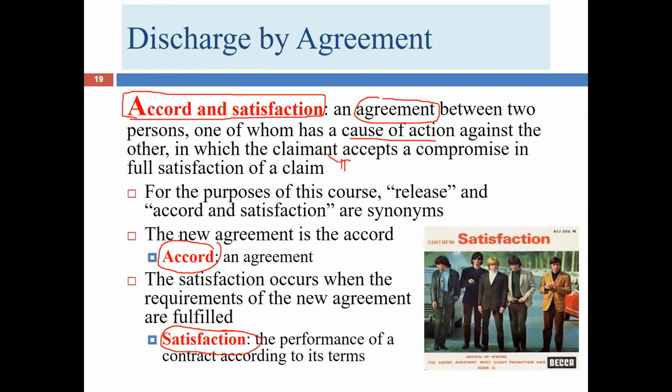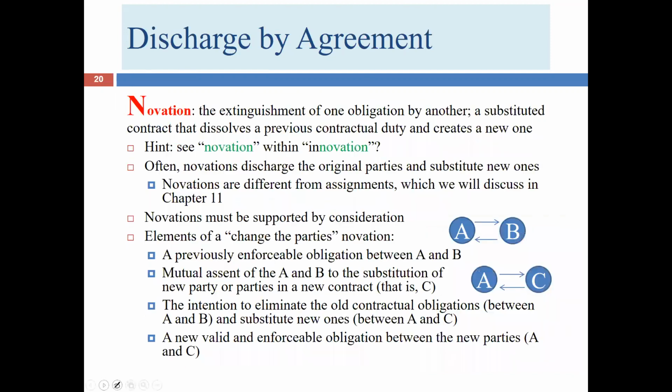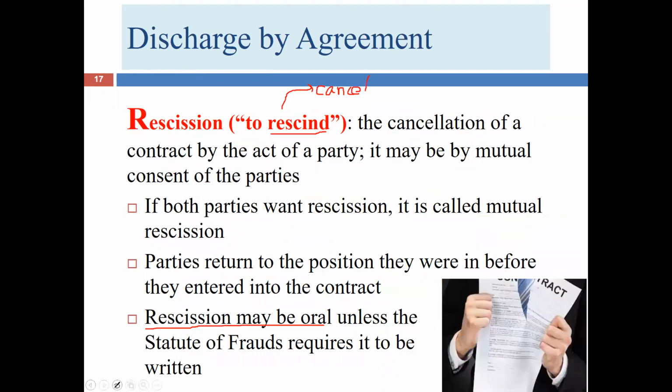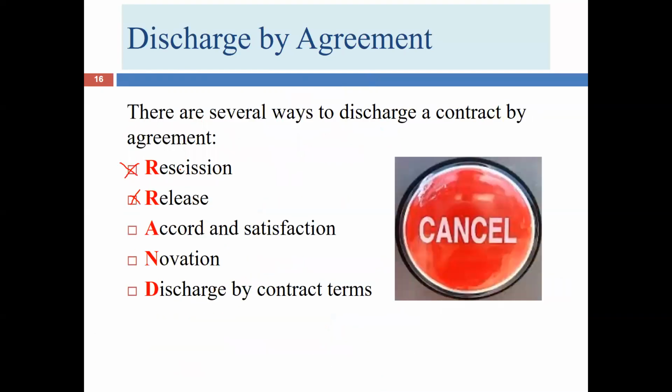Many times these will happen pretty close to simultaneously, but sometimes there's a little bit of an administrative delay between the two. Either way is fine, but it's not a done deal until we get to step 2. So now we have covered rescission, release, and accord and satisfaction. Let's go on and talk about novation.